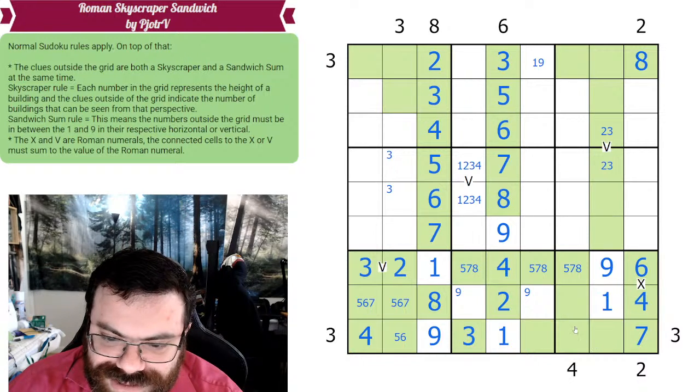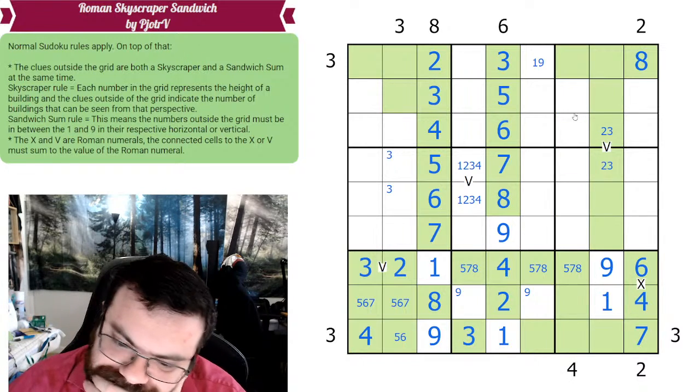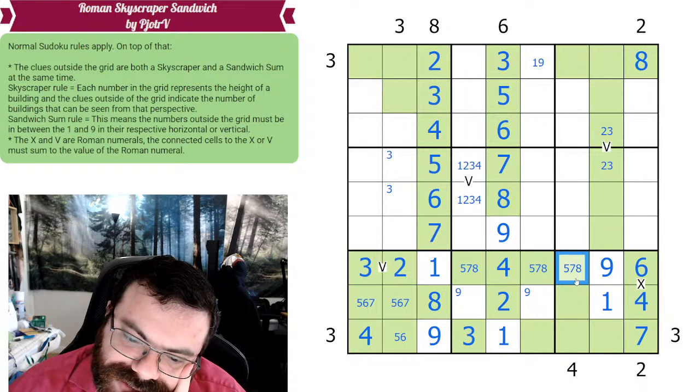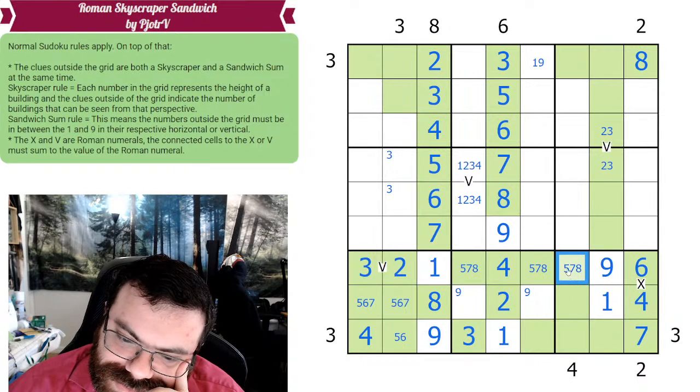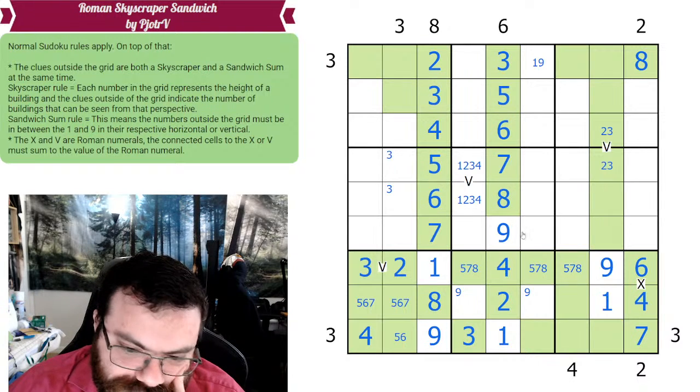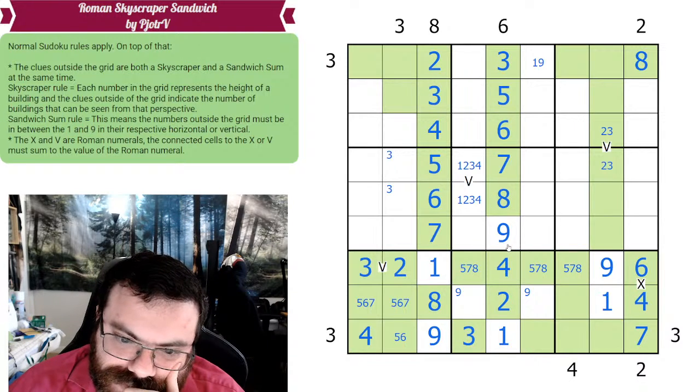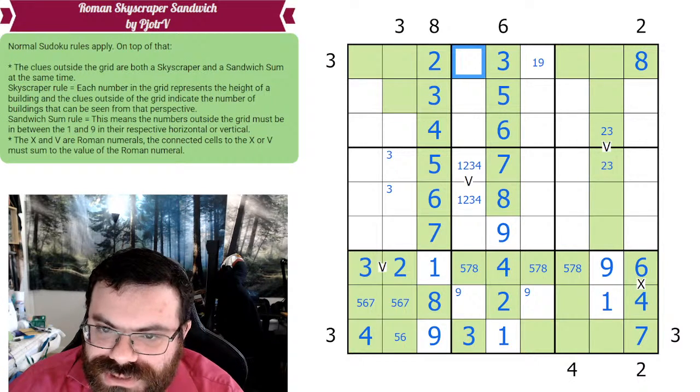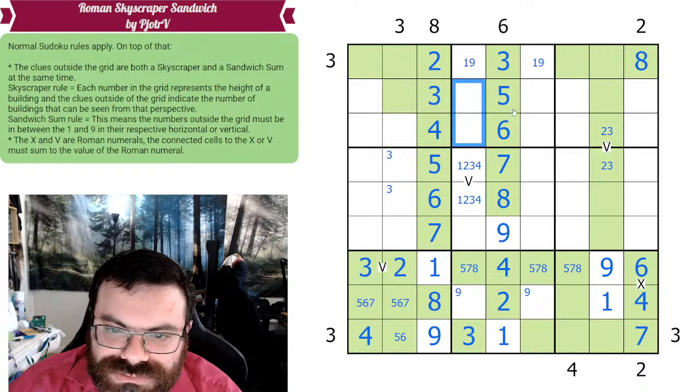Alright, what sandwiches have I been ignoring? We have the 4. Don't know much about that. Can the 9... This is a 5, 7, or 8. Does that make a difference? Oh, we know where the 3 sandwich goes now. So all these are green.